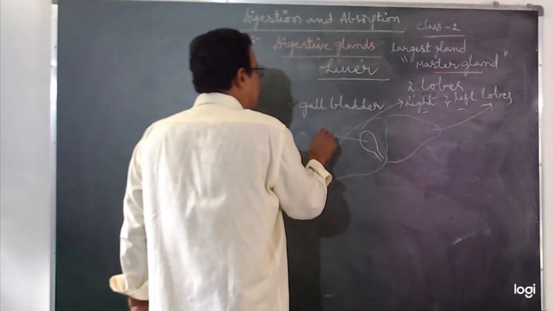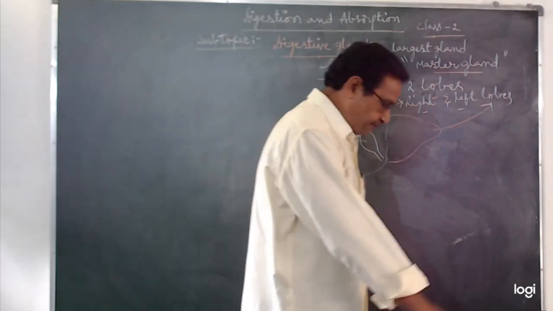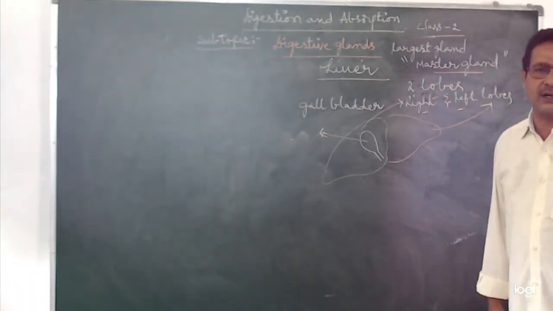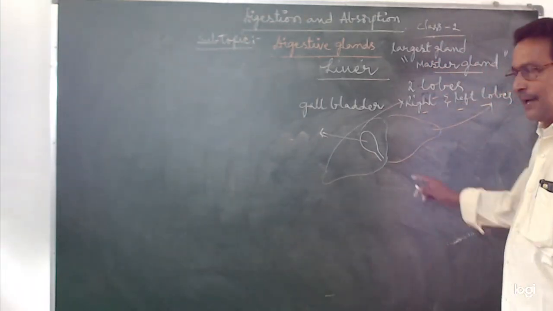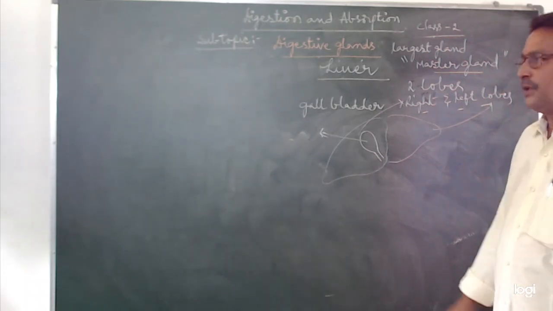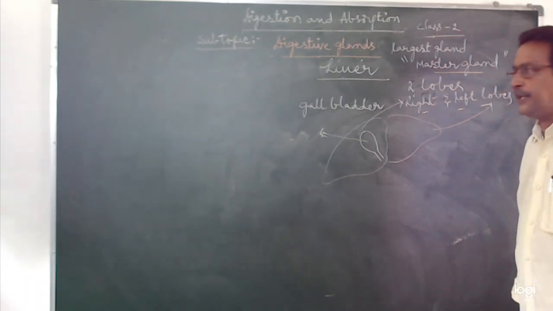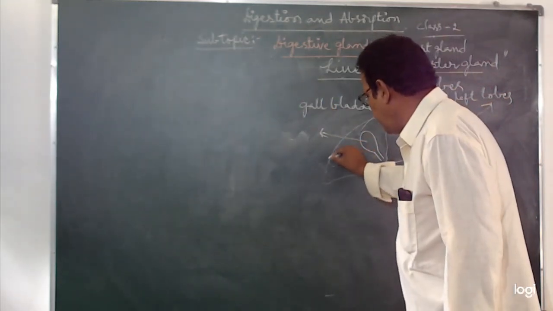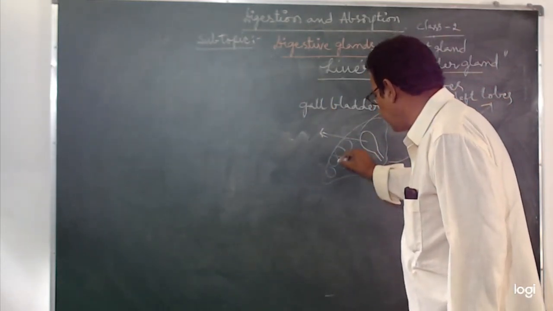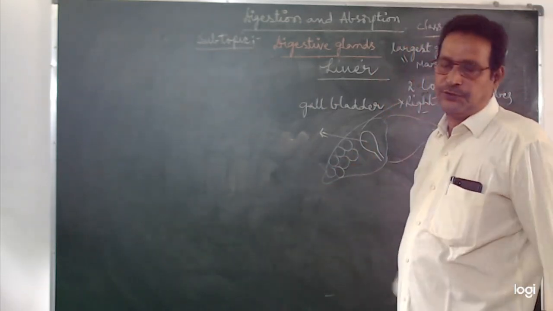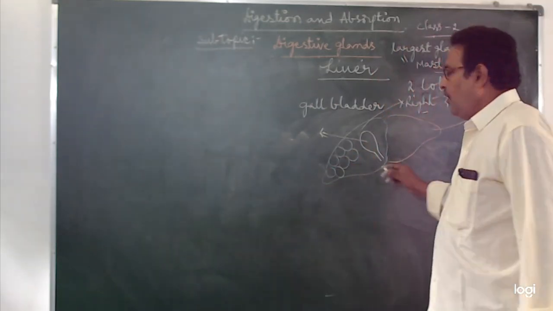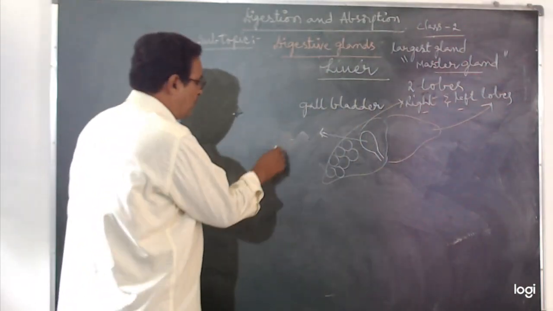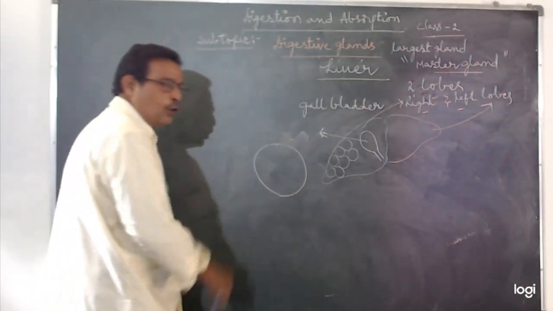That structure is called gallbladder. Each lobe is provided with so many lobules, like this. For example, this is one lobule.